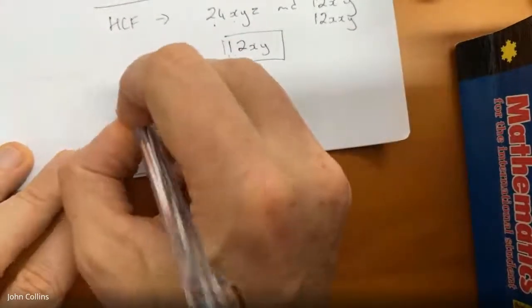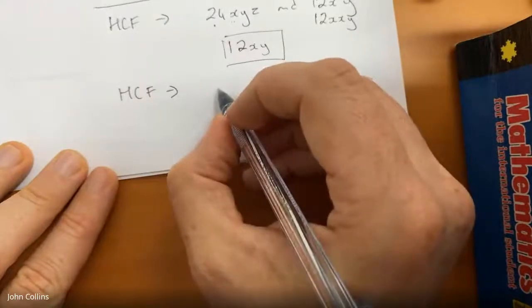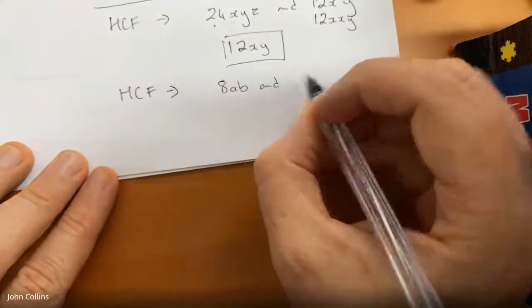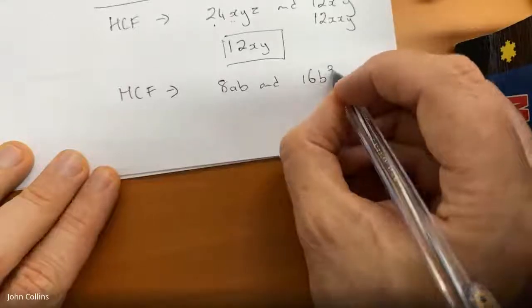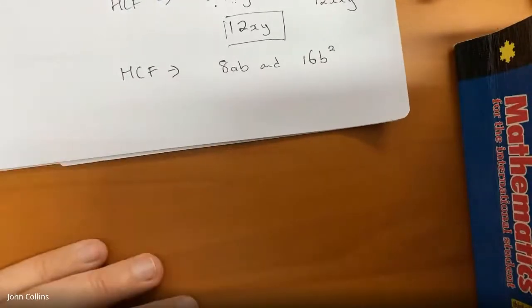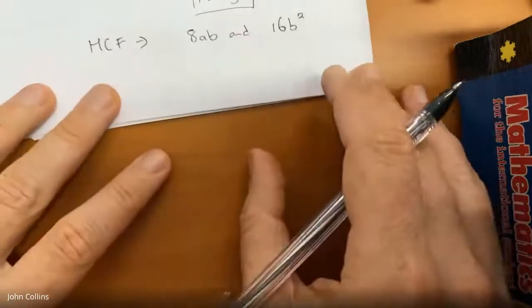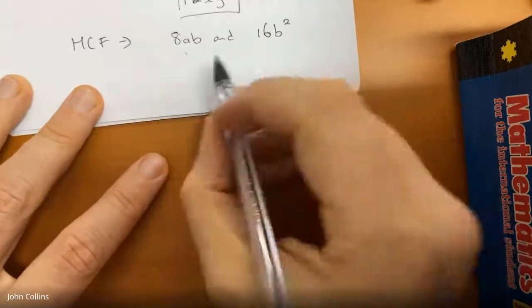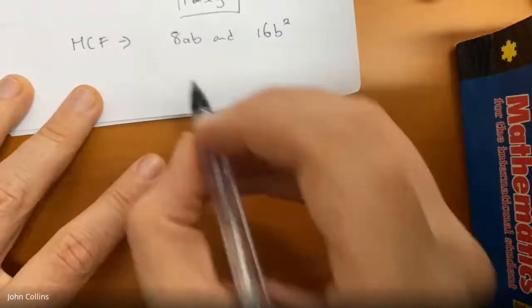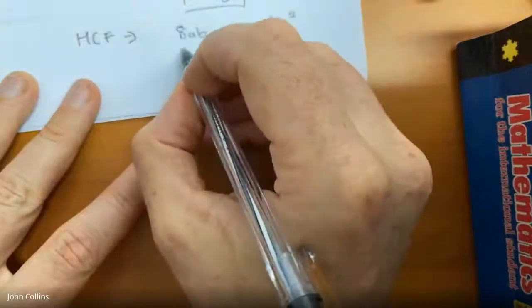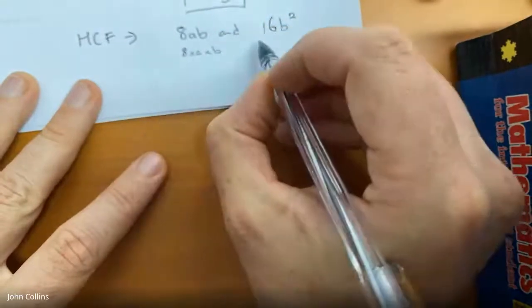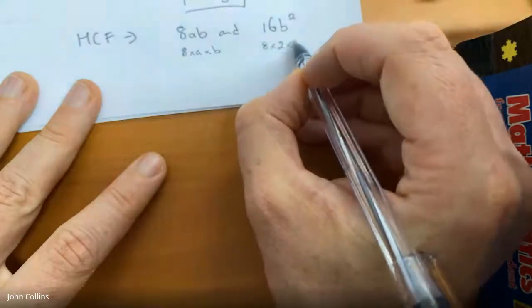Okay, let's do another one. Highest common factor of 8ab and 16b squared. What's common? Highest common factor, letters and numbers combined. Okay, a number of people have it right here. You have to make sure the number divides into both. If you want, you can split this up into its factors: 8 multiplied by a multiplied by b, and this could be 8 times 2 multiplied by b multiplied by b.